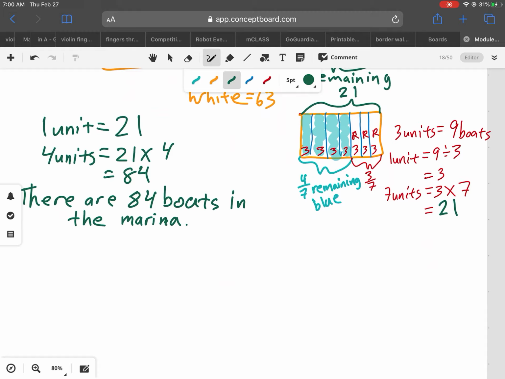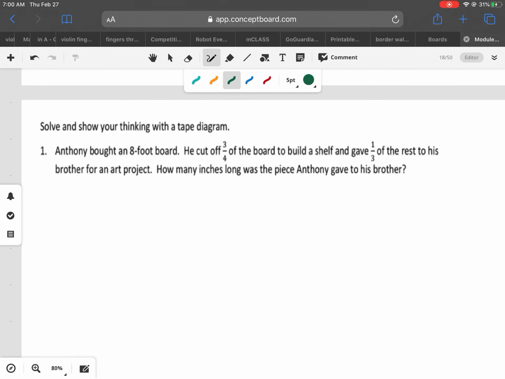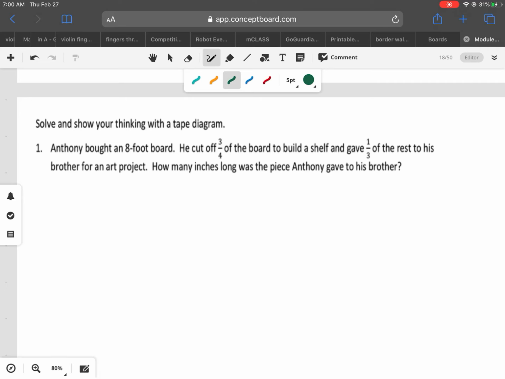Okay, so let's look at the next one. I'm going to solve number 1 for the homework. You don't have to do it. So Anthony bought an 8-foot board. He cut off 3/4 of the board to build a shelf and gave 1/3 of the rest to his brother for an art project. How many inches was the piece Anthony gave to his brother? Alright, so we have an 8-foot board that was cut first into fourths. So let me make a board tape diagram.